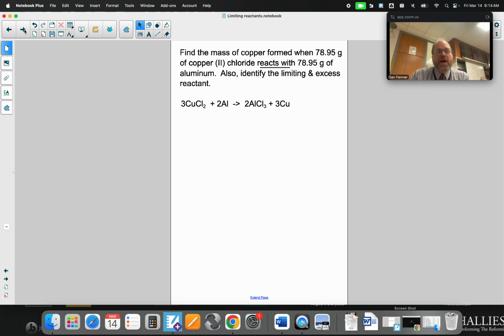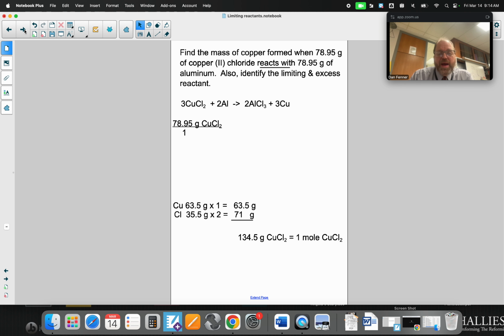Start with our given value: 78.95 grams of copper 2 chloride. That's a compound, so we've got copper and chlorine. Copper is 63.5, and chlorine, 35.5 times 2, is 71. Add them together, I get 134.5 grams. CuCl2 is 1 mole. We want to get rid of it, so it has to go on the bottom. Moles on top, always 1 mole on top.